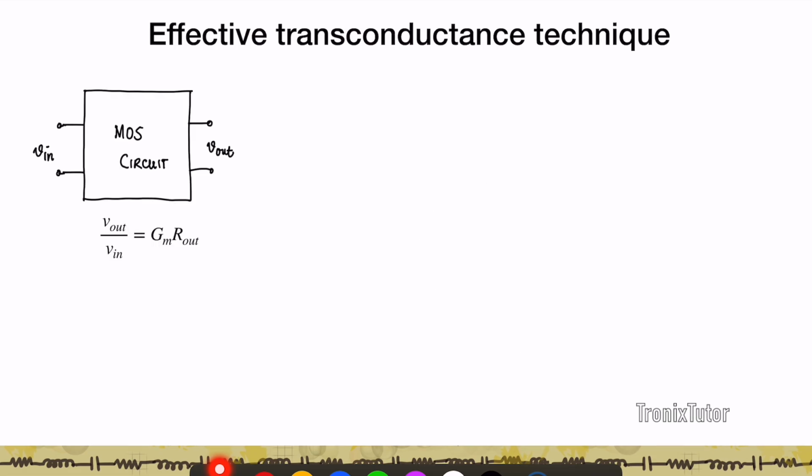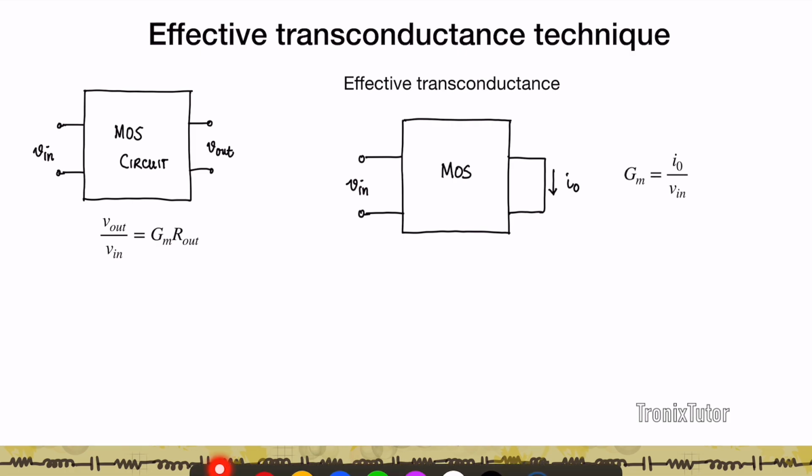Now let's recall a little bit about the effective transconductance technique. So for any MOS circuit that has an input and output node, I can write the output by input, or the small signal gain of the circuit, as GM times Rout, where this is an effective transconductance and this is an effective output resistance. The individual quantities are measured using the following technique. To measure the effective transconductance, you apply a Vin and you short the output, and then you measure the output current. The ratio of the output current to the input voltage is the effective transconductance that this MOS circuit offers to the input voltage.